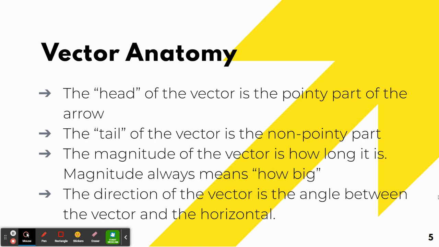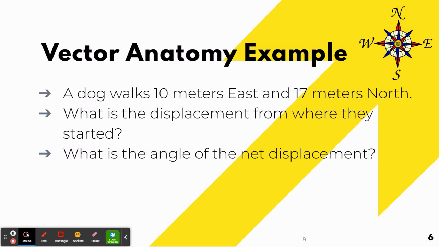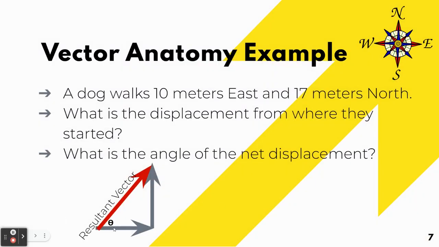When we talk about the direction of the vector, it's typically between the vector itself and the horizontal, like the x-axis. So we'll do an example. If a dog walks 10 meters east and 17 meters north, and I want to know the displacement from where they started and the angle of that net displacement. So here I have my arrow going to the right. This is going to be the 10 meters east that the dog walked and 17 meters north.